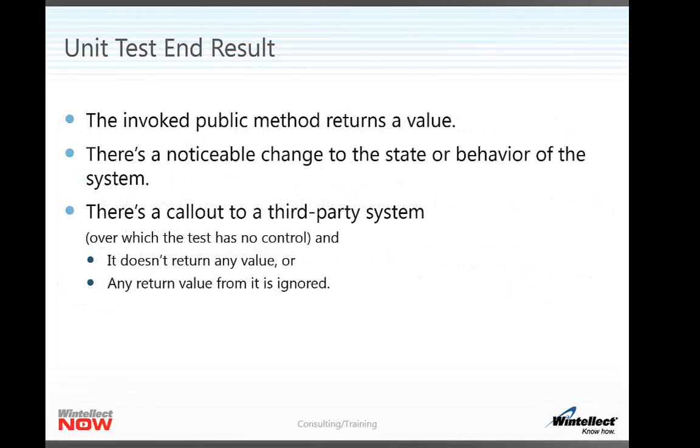The intended public method returns a value, a function that's not void. There's a noticeable change to the state or behavior of the system before and after invocation that can be determined without interrogating a private state. There's a call out to a third-party system over which the test has no control, and that third-party system doesn't return any value, or any return value from that system is ignored.